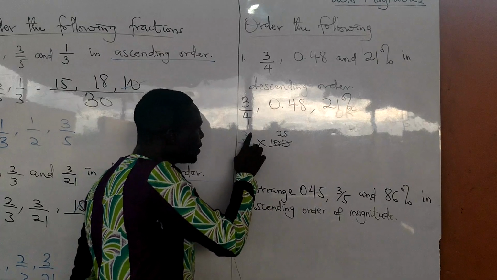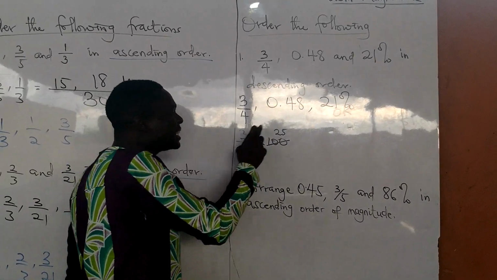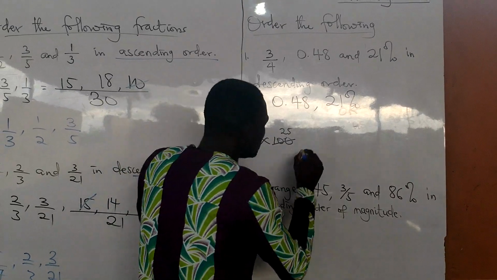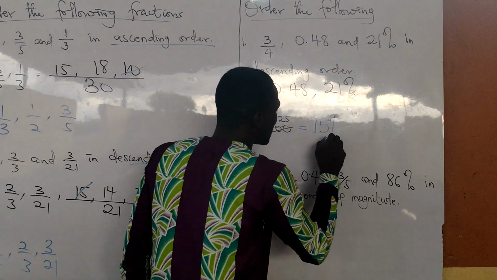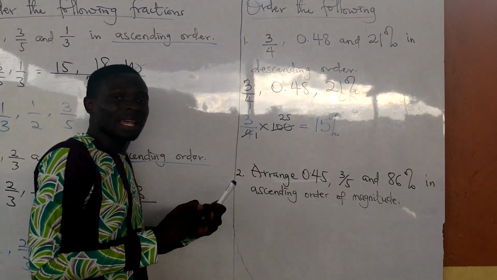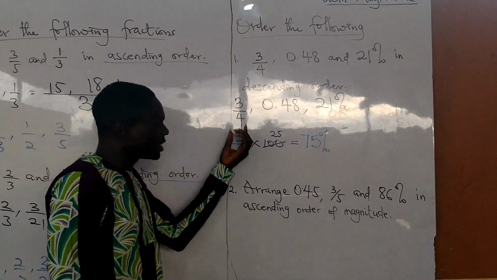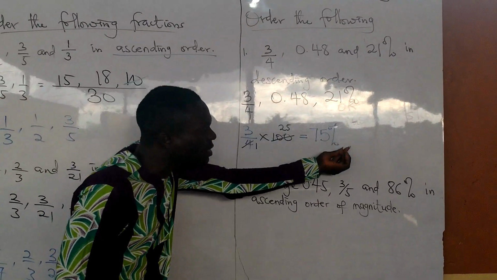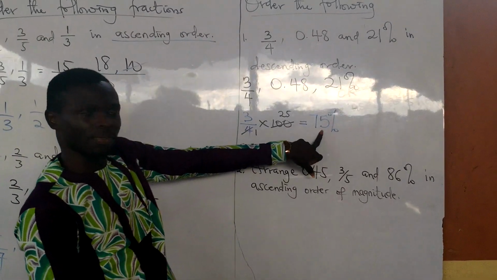Now I'm having 3 times 25. And 3 times 25 is going to give me 75%. Why did I bring the percent? Because I have changed the 3 over 4 into percentage. Now I have 21% and 75%.